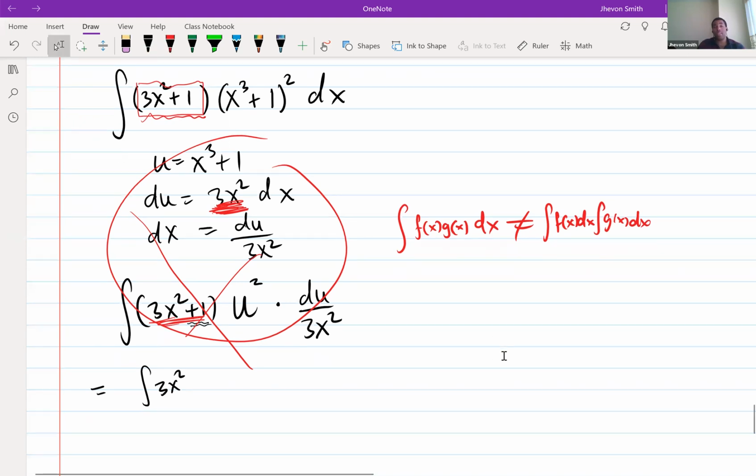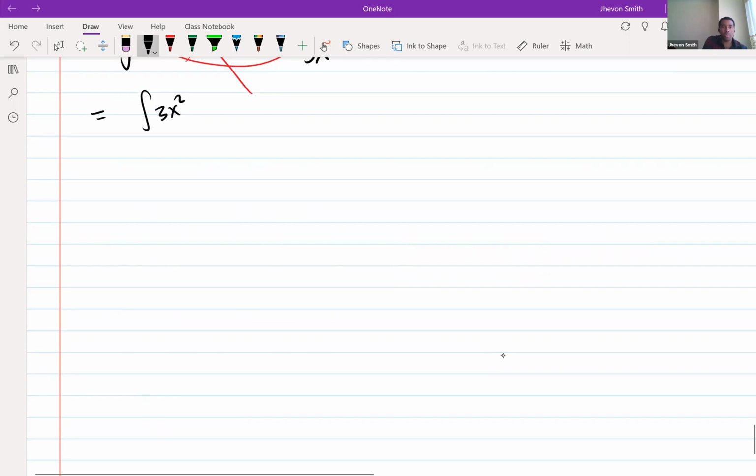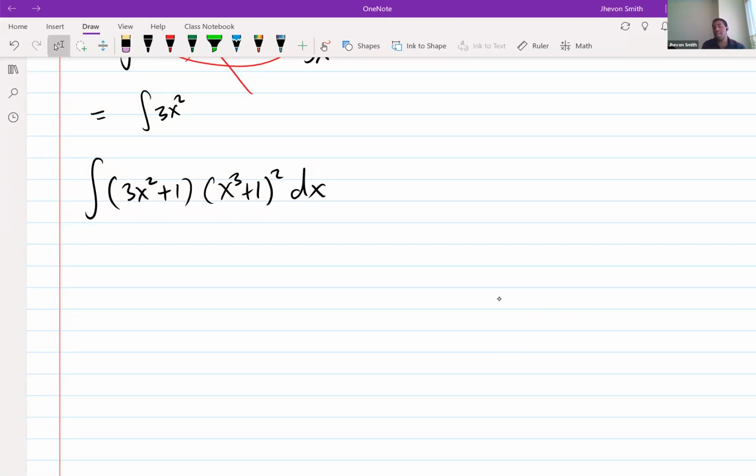The better way here is to actually expand 3x squared plus 1 times x cubed plus 1 squared dx. So you see something like this, it's kind of a fake out. It would be the kind of problem that would catch someone who isn't really paying attention to the integration by substitution idea. You realize that your substitution is not going to work. It's better here to just brute force things. So first square that.